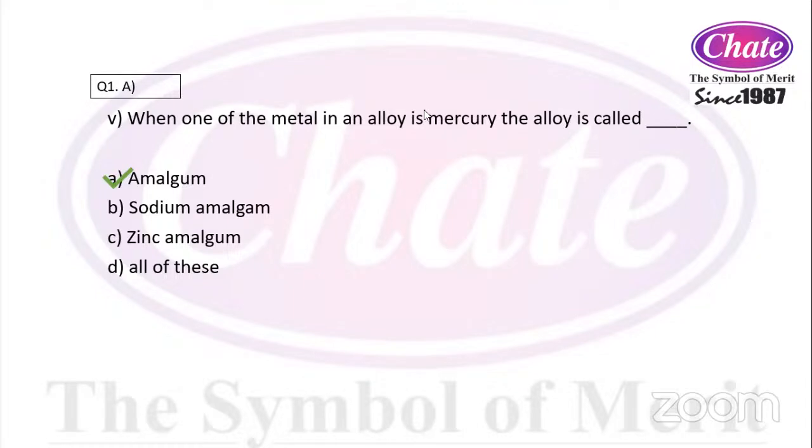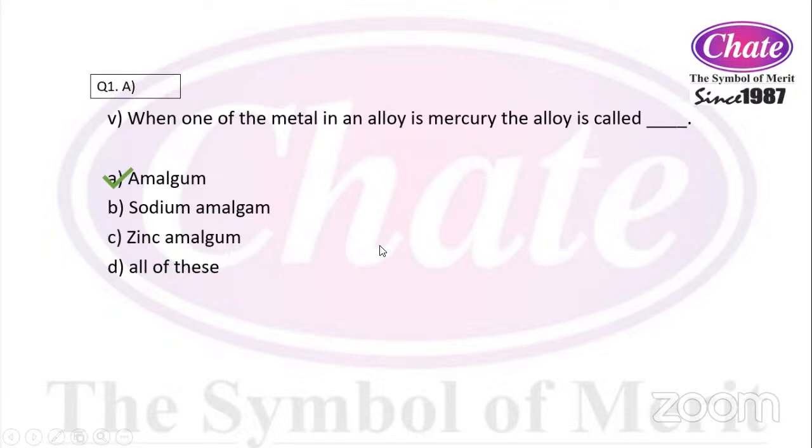So if they mention here instead of metal, if they just say when sodium is alloyed with mercury, then it is called a sodium amalgam. If it's zinc metal, then it will become zinc amalgam. But in this particular question, they just ask for one metal, that means any one metal. So option A will be the answer for this.